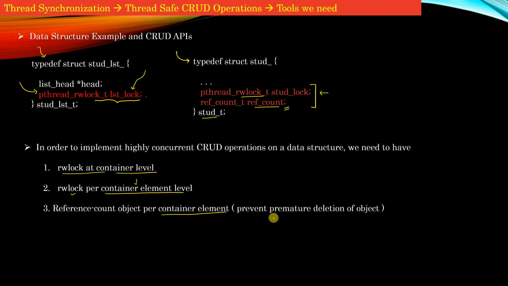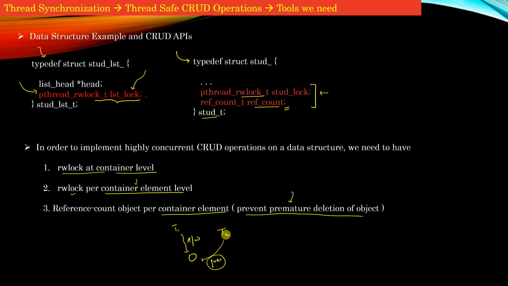And we will see how this reference count object helps to prevent premature deletion of an object. Well, now what is premature deletion of an object? We have already discussed that if thread T1 is performing a read or write operation on an object, let's say O, and any other thread in the system performs a free operation on this object O, then this free is referred to as premature deletion of an object.